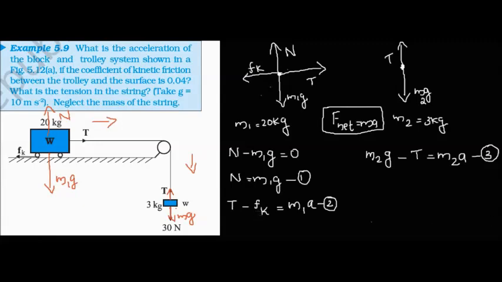mu s into n, right? I am taking equation number 2 and substituting instead of Fk. So before that I will write the equation here. T minus Fk is equal to m1a. Let this be equation number 2. Okay, I have equation number 3 and 2 with me.